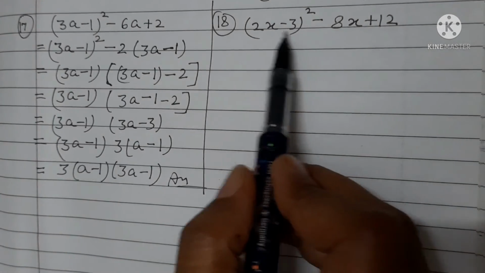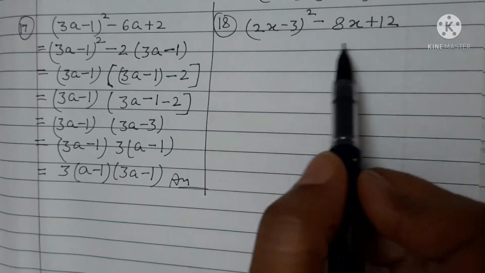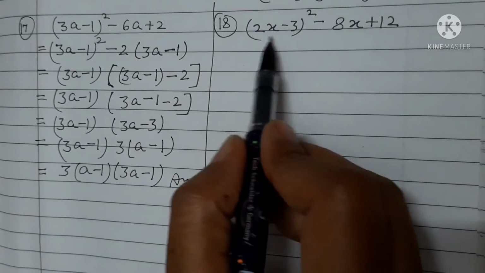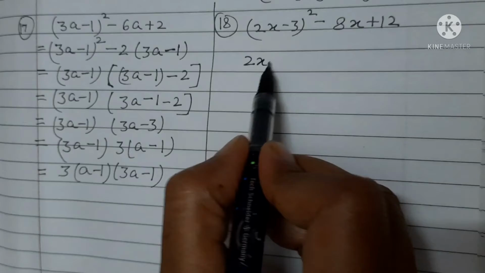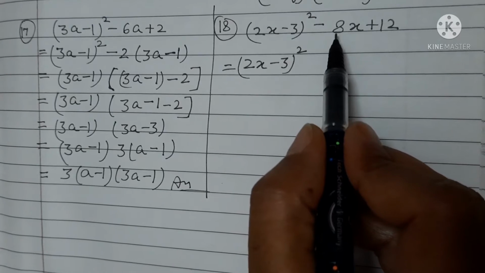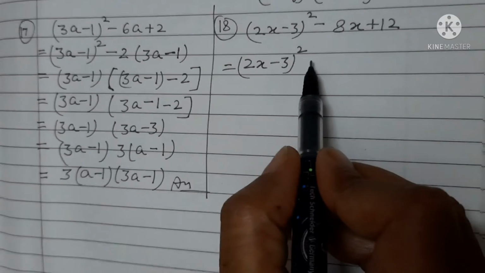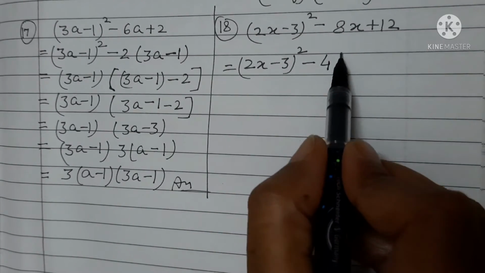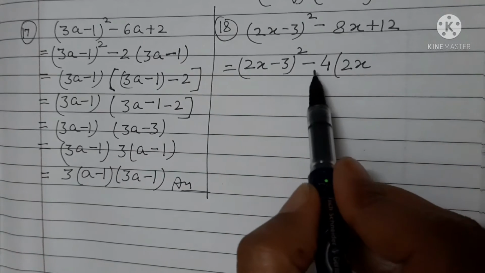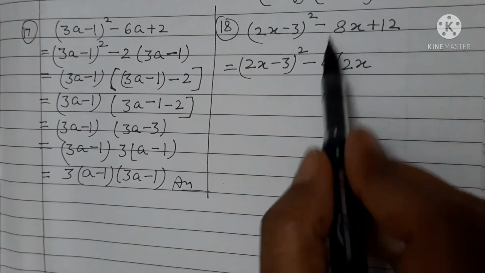Question number 18 is the same as question number 17. This is whole square, so don't open this whole square, try to take common from these two terms. So this will be the same as 2x minus 3. So 2x minus 3 whole square, and this you can write, 4 2s are 8 and 4 3s are 12. So you can take 4 as common. So in the bracket 4 2s are 8, 2 and x. So this becomes the same term when you multiply this 4 inside the bracket, 4 2s are 8, minus 8x.